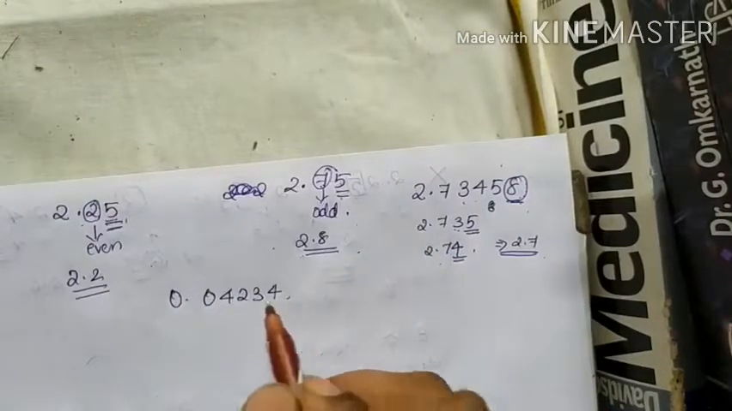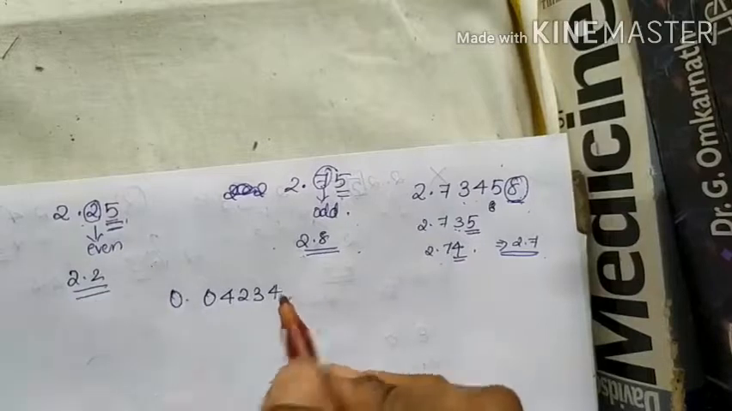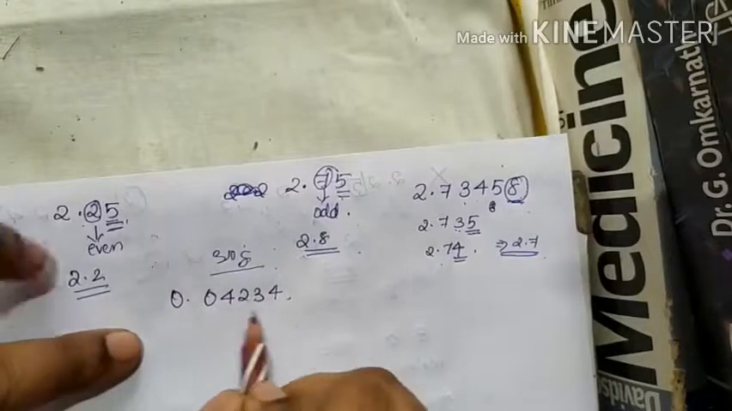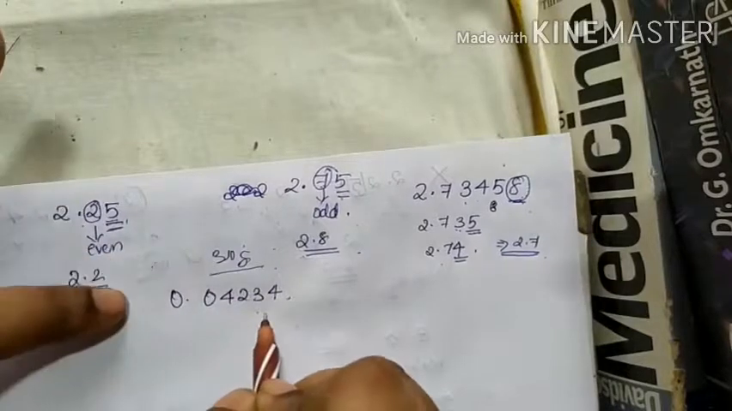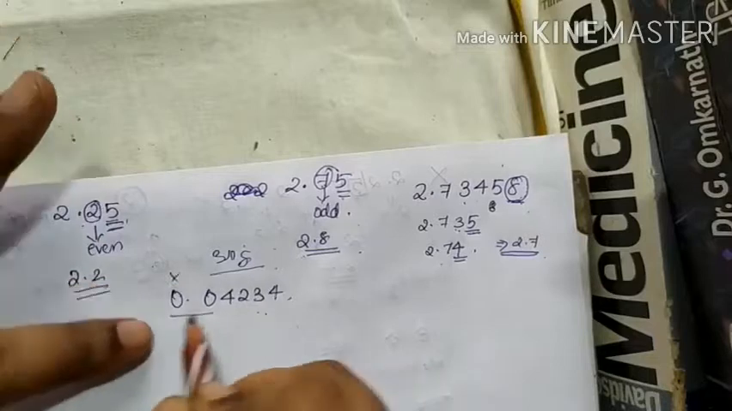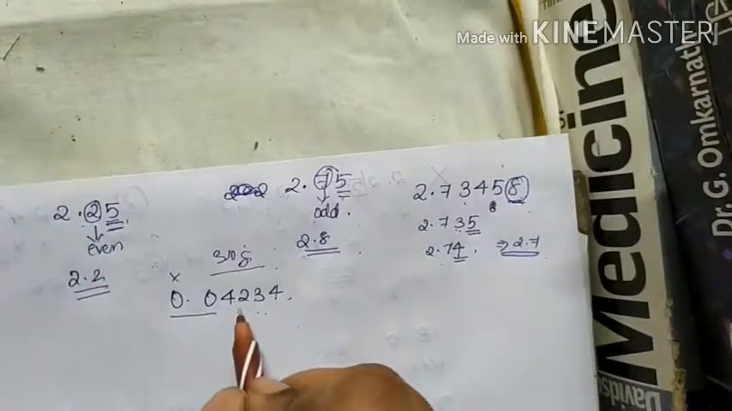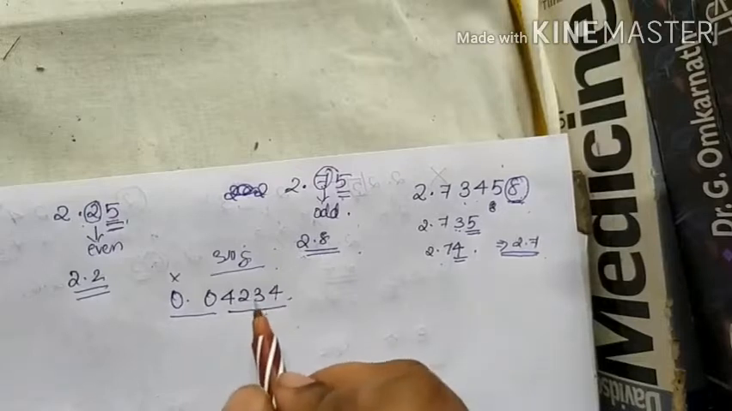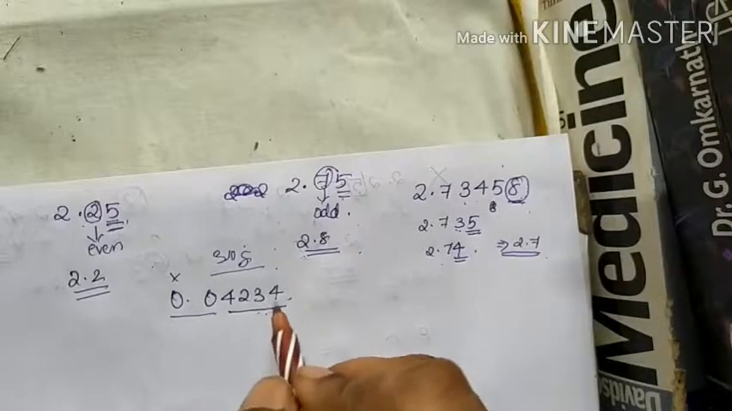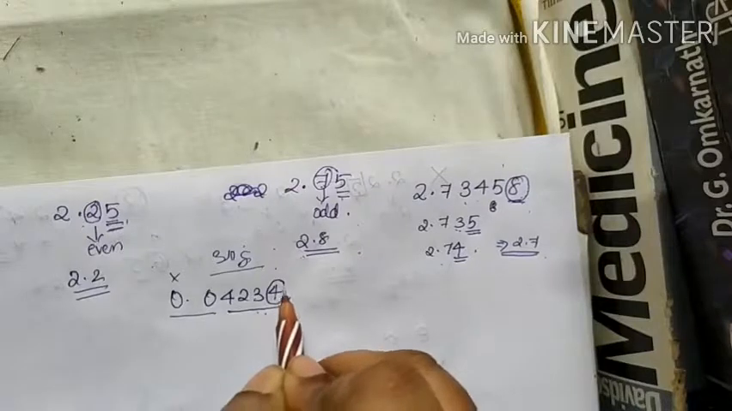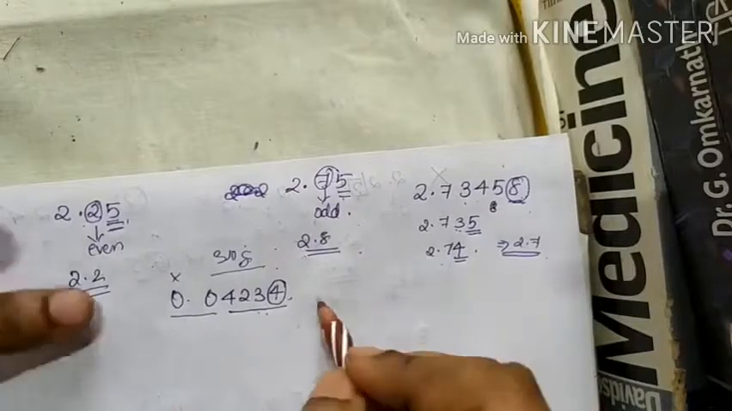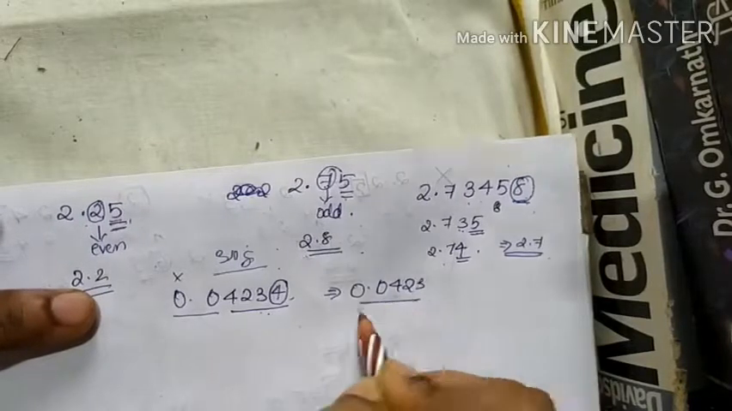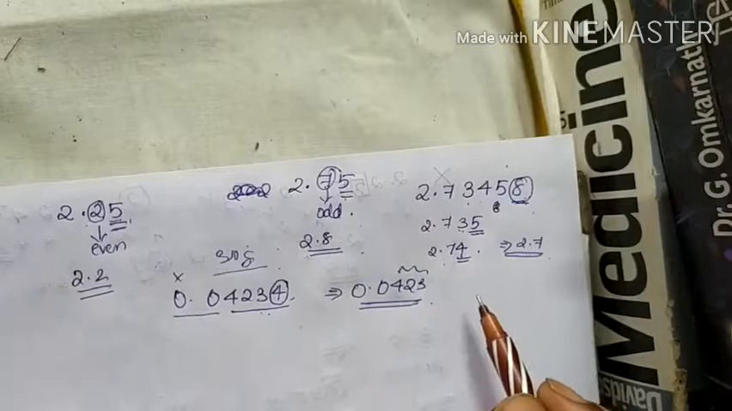0.04234. You are asked to round this number to 3 significant figures. How many? 3 significant figures. So in this question, how many significant figures are there? These 2 zeros are not significant, right? Initial zeros. These 4 numbers are significant. So actually there are 4 significant figures. You are asked to reduce to 3 significant. So again, look at the last digit 4. It is less than 5. So keep the number as it is, the rest of them. So it becomes 0.0423. That is the answer. So there are only 3 significant figures.